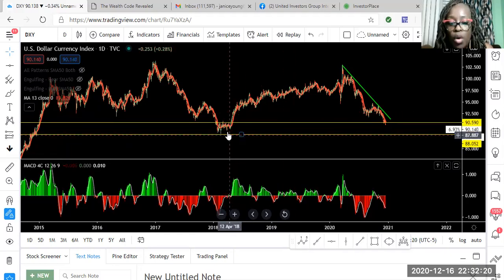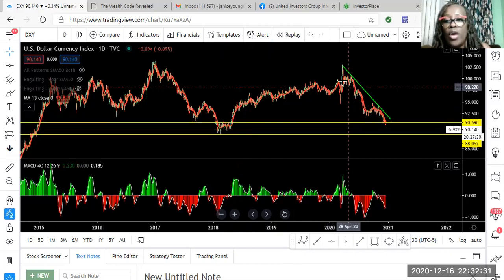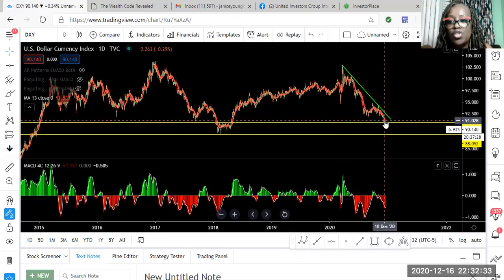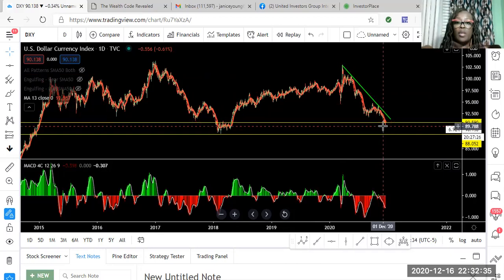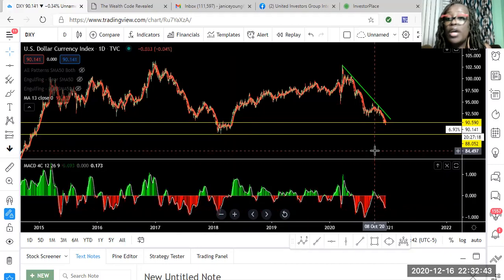But what we do know is that at this point right here, that's where we had that first structural area, and price will likely react from that area. So if price is going down and we hit support, what happens? Price goes back up, right? And then, of course, I use my MACD as well to confirm.